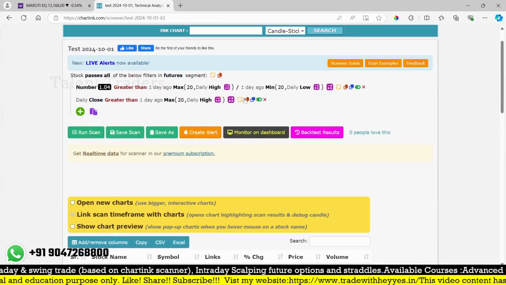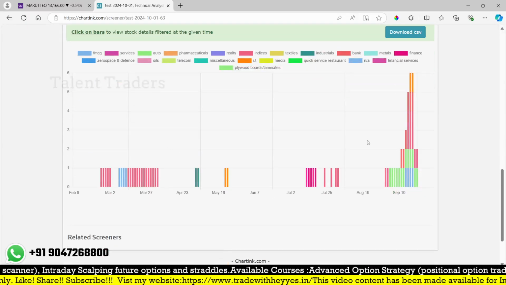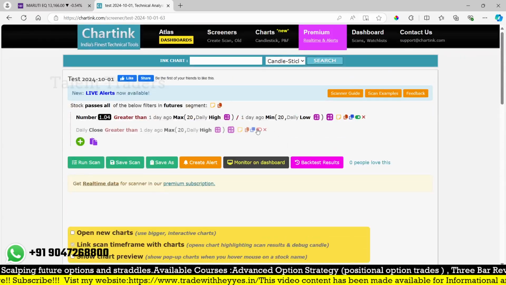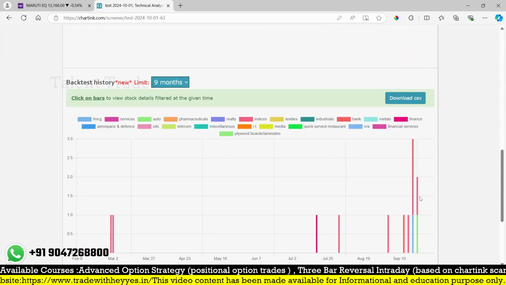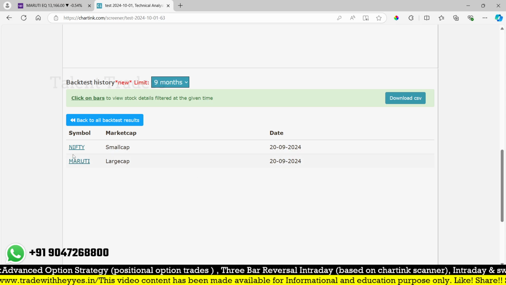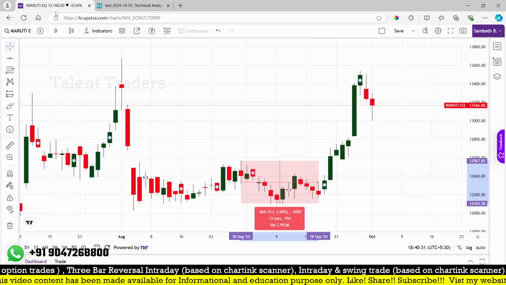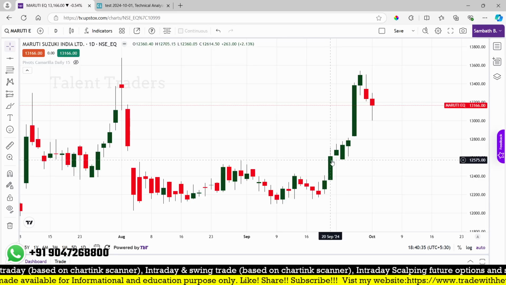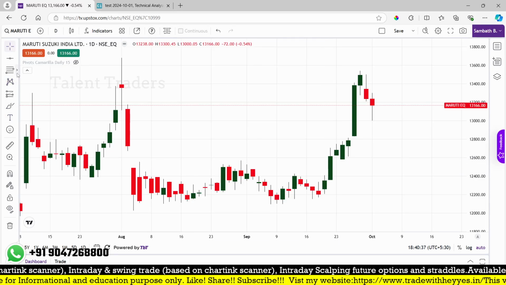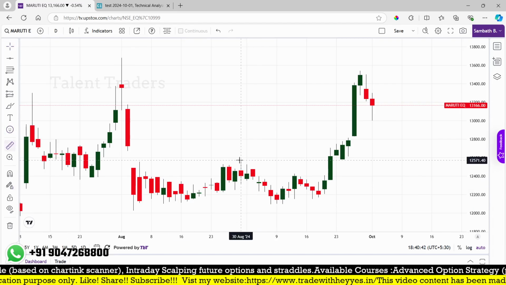Without this condition, we will get only the consolidation stocks. By adding this condition, it helps you find those stocks which break the level. Nifty also is there in the list on the 29th. In this case, Maruti on the 29th, a breakout happened. So exactly on 20th September, this consolidation in the price is broken. That is what the scanner will tell you.